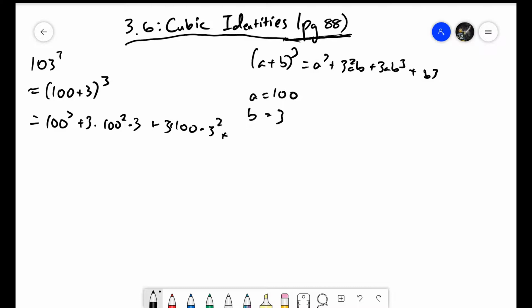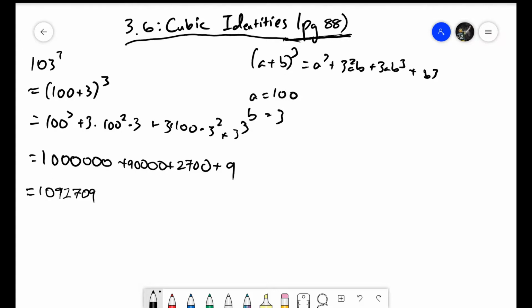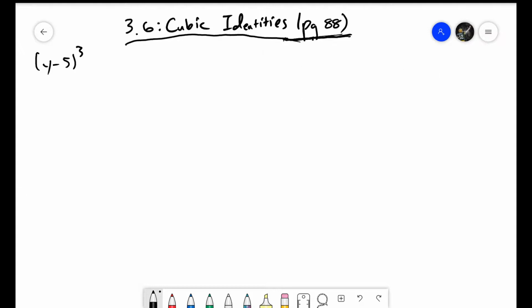squared plus 3 cubed, which is equal to 1 million plus 90,000 plus 2,700 plus 9. And this can be simplified to 1,092,727. Next problem is to expand y minus 5 cubed.